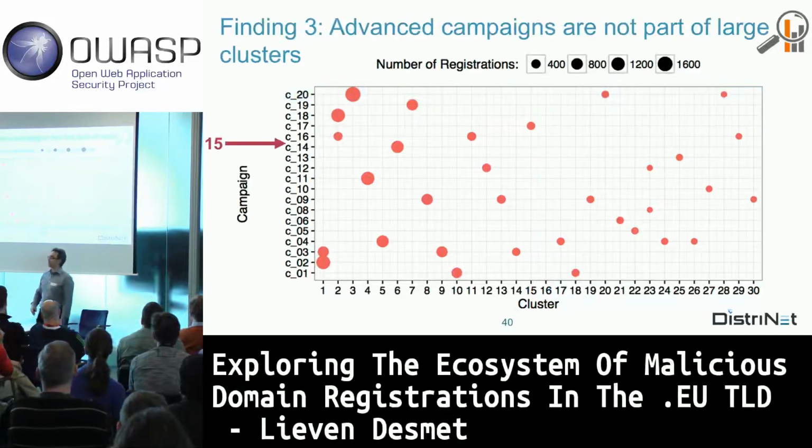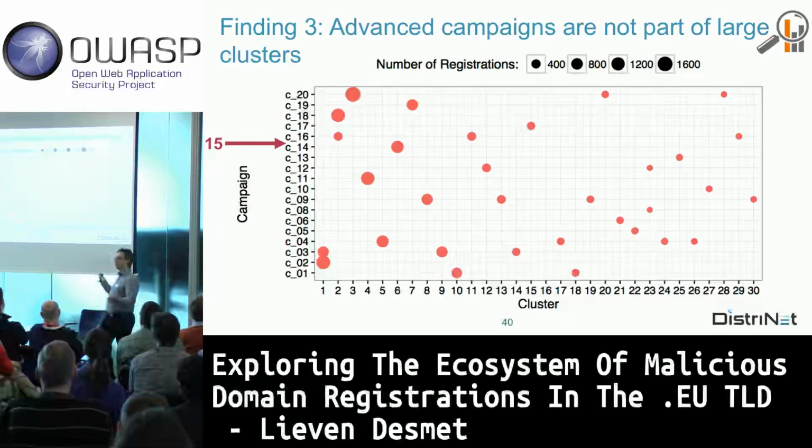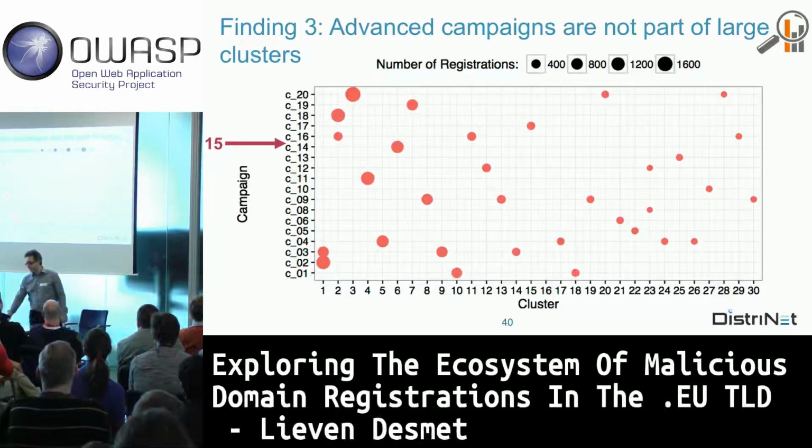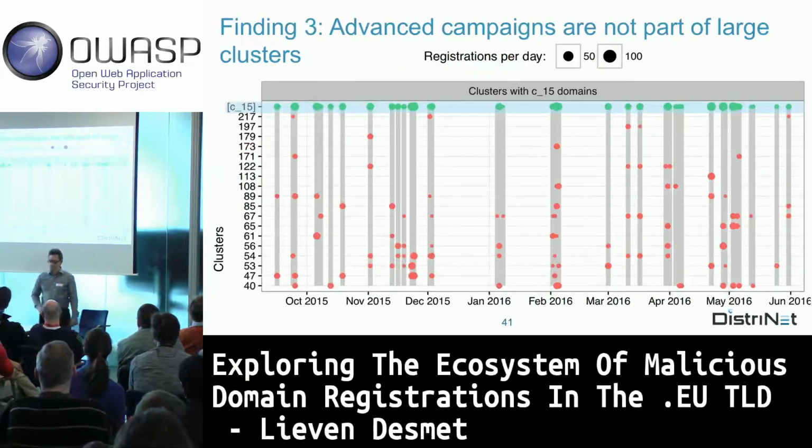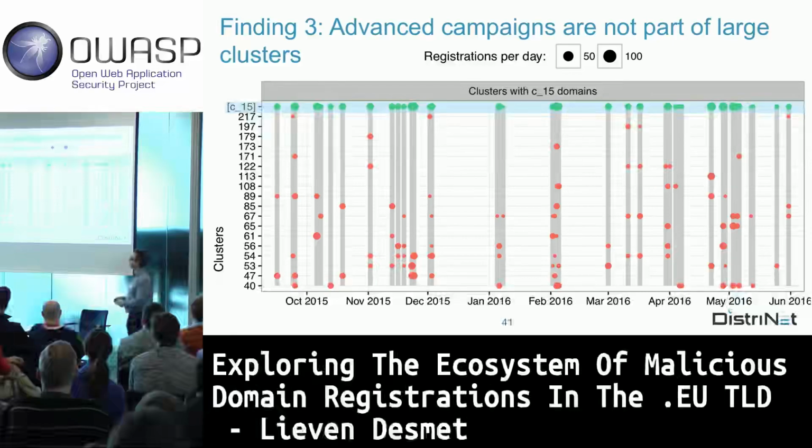Luckily, we also found finding 3. There was one cluster, campaign 15, that was not present in any of the 30 clusters that we found here. And then we started looking at what is happening here. Why does it actually not end up in the largest clusters? Well, then we looked into the smaller clusters. So we remember we had about 400 clusters. So we're looking into the other clusters, which of them all belong to campaign C15.